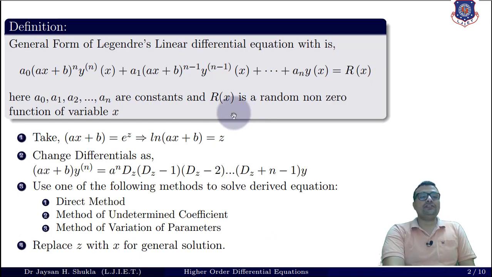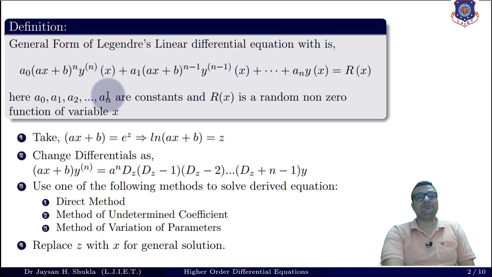this chapter. So the definition of Legendre's equation is a0 (ax plus b) raised to n y raised to n. This indicates the nth order derivative of y with respect to x. This means that y is the dependent variable on the free variable x. And the coefficient is a0 times (ax plus b) raised to n. It cannot be any random coefficient. It must be (ax plus b) raised to n. That is a specific role of this power and this order of derivative.